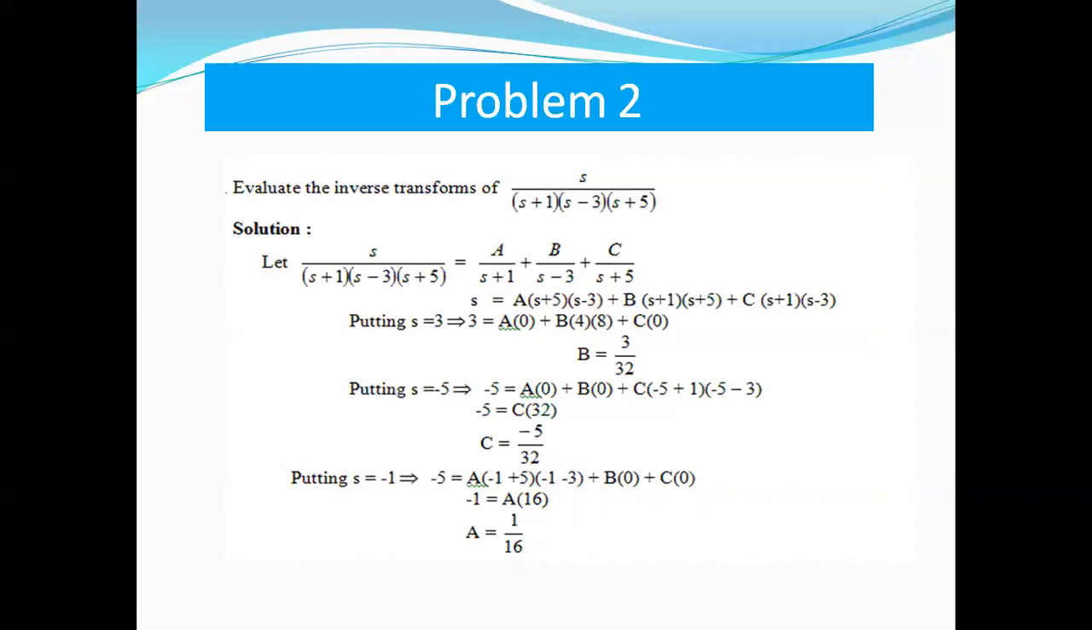After taking LCM, on the left hand side we have s and on the right hand side we have A into (s plus 5)(s minus 3) plus B into (s plus 1)(s plus 5) plus C into (s plus 1)(s minus 3). If I put values for s, I will get the constants A, B, C. If I put s equal to 3, I get B equal to 3 by 32. If I put s equal to minus 5, I get C equal to minus 5 by 32. If I put s equal to minus 1, I get A equal to 1 by 16.